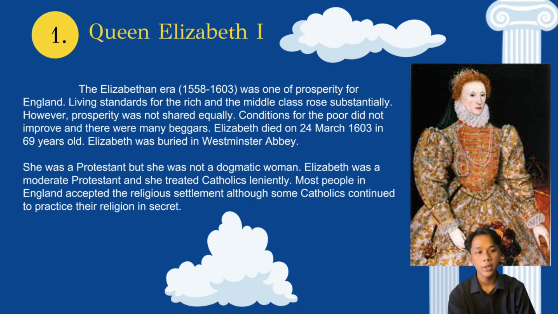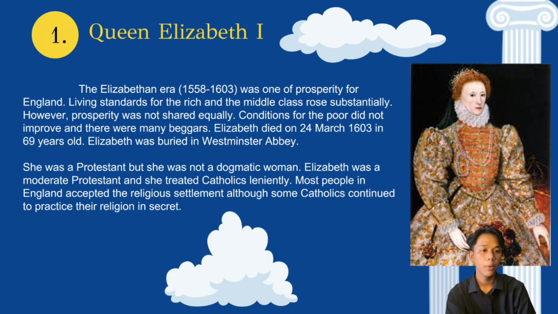The living standard for the rich and the middle class rose substantially. However, prosperity was not shared equally. Conditions for the poor did not improve and there were many beggars. Then Elizabeth died on 24 March 1603 at 69 years old. Elizabeth was buried in Westminster Abbey.